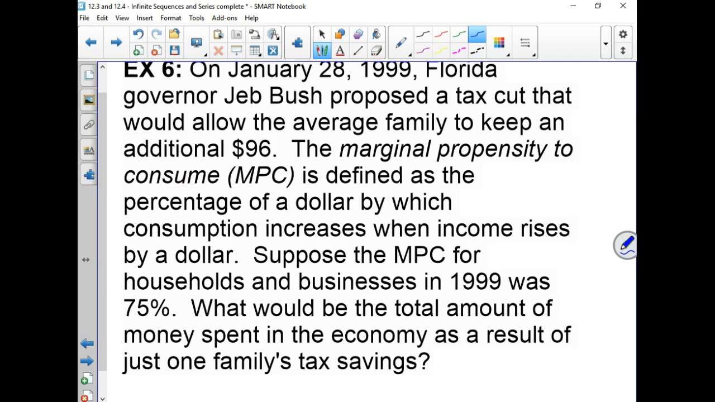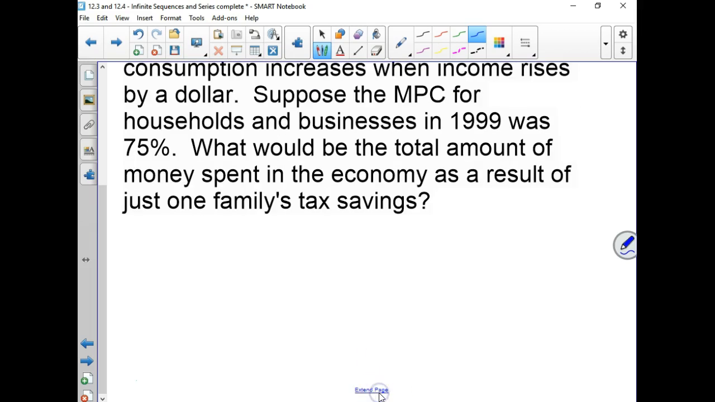But here, what we're wanting to know is just that one family that gets their $96. Let's assume they spend 75% of it. And then whatever they spend it on, that person spends 75% of that, and then 75% and 75%, so on and so forth until infinity, right? So we want to know what the total amount of money spent in the economy would be as a result of just that one family's tax savings. So this is infinite, right?